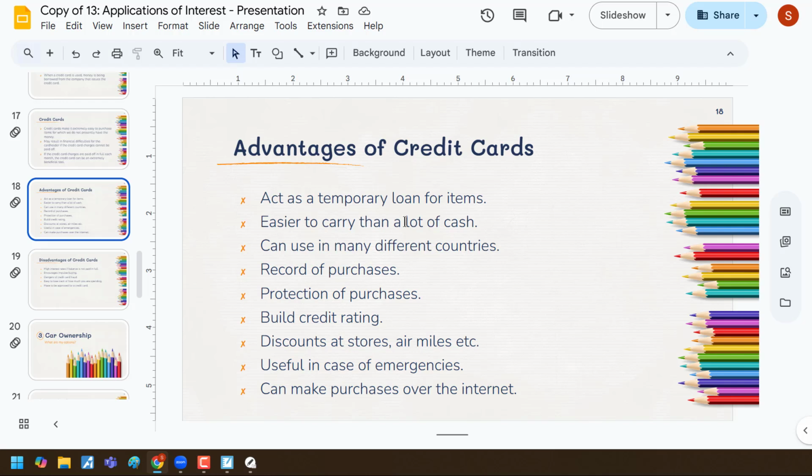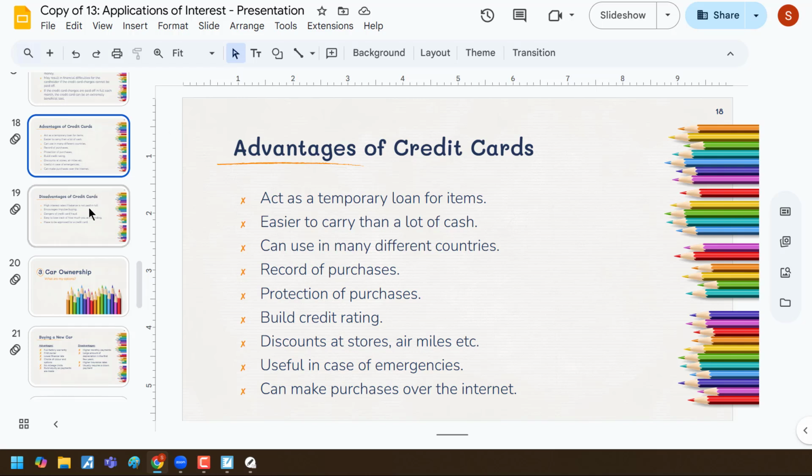Pretty sure you can make purchases over the internet with a debit card as well, but I may be wrong about that.